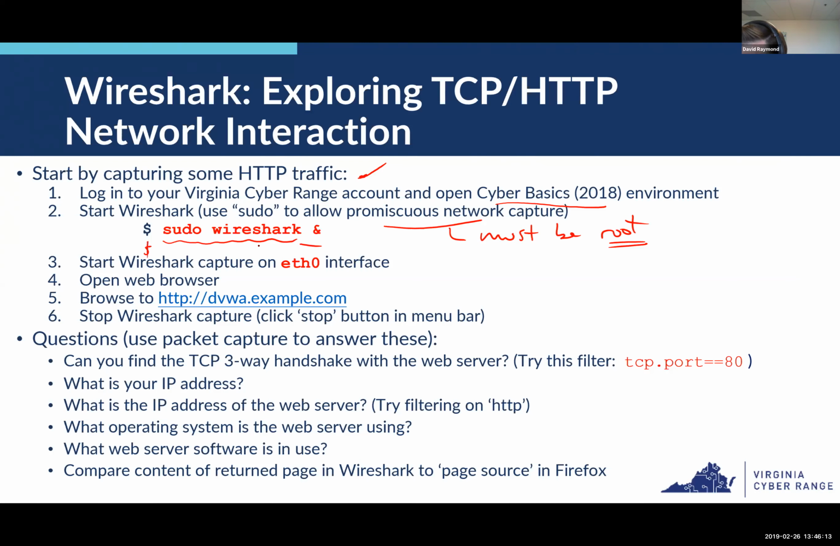Then we're going to get Wireshark started up, and capture traffic on the ETH0 interface. We're going to open a web browser, browse to http://dvwa.example.com, and then stop the packet capture. That's just going to give us some number of packets that we can examine and answer some of the questions on the bottom half of the slide. And this is a great exercise to do with your students.